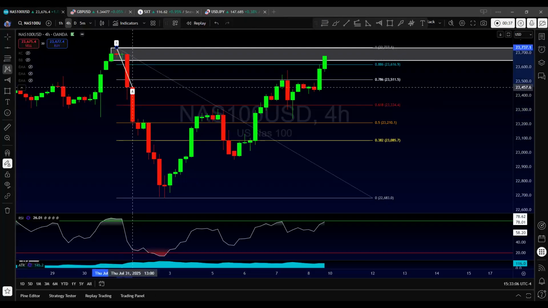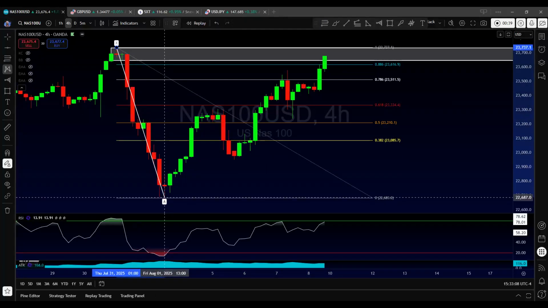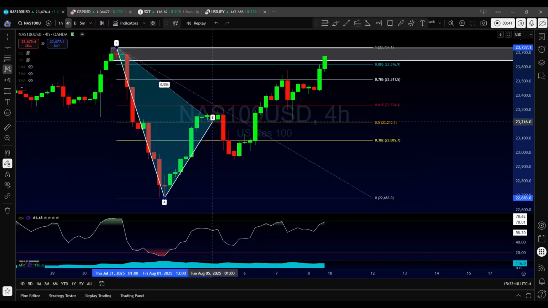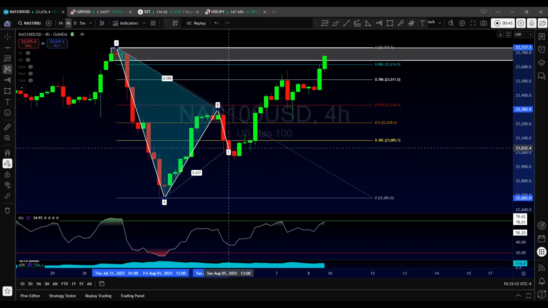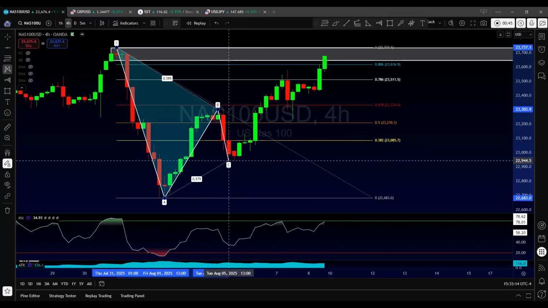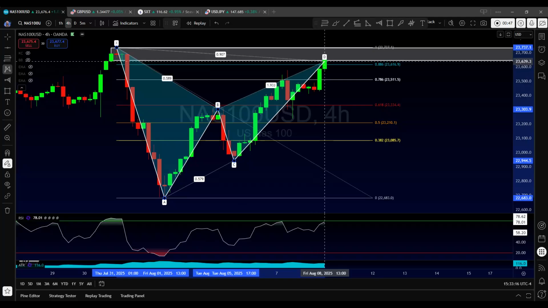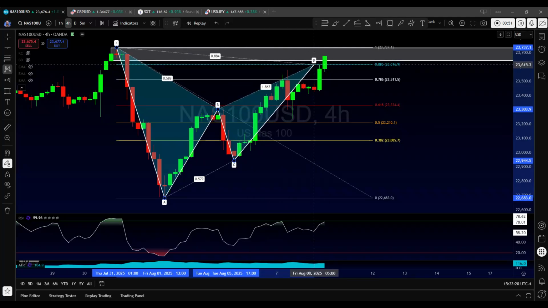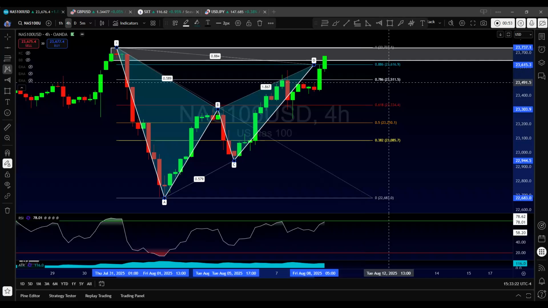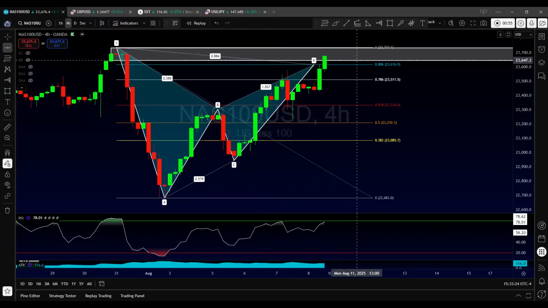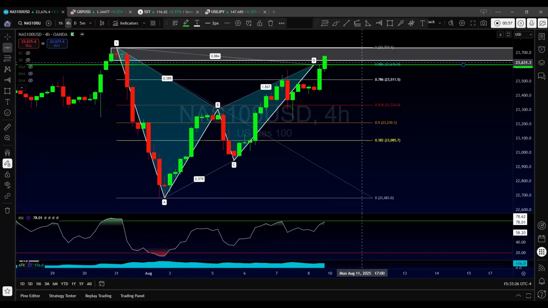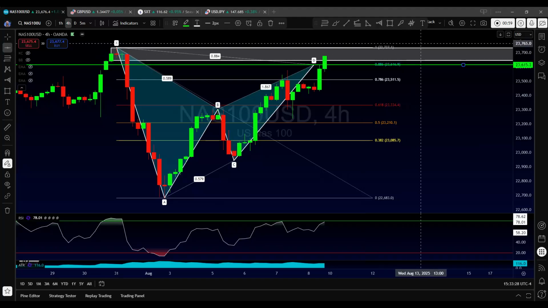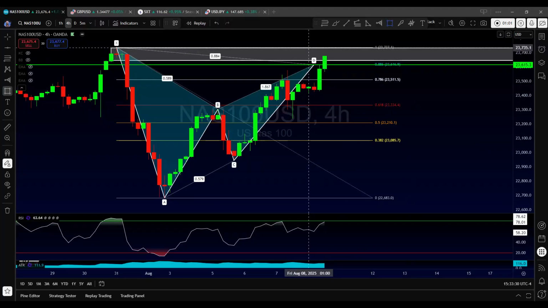This first swing high to swing low is going to be our X to A leg. This move back up here is going to be our A to B. This failed extension to the downside is going to be our B to C. And this actual extension back up to retest the highs is going to be our C to D leg. Now, the bat pattern officially completes at the 886 Fibonacci retracement. So you can see we're already within that bat pattern zone as well.